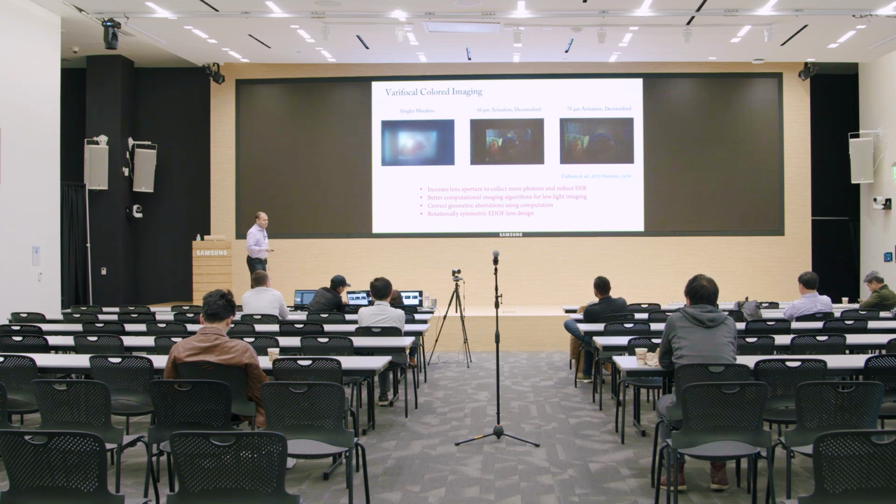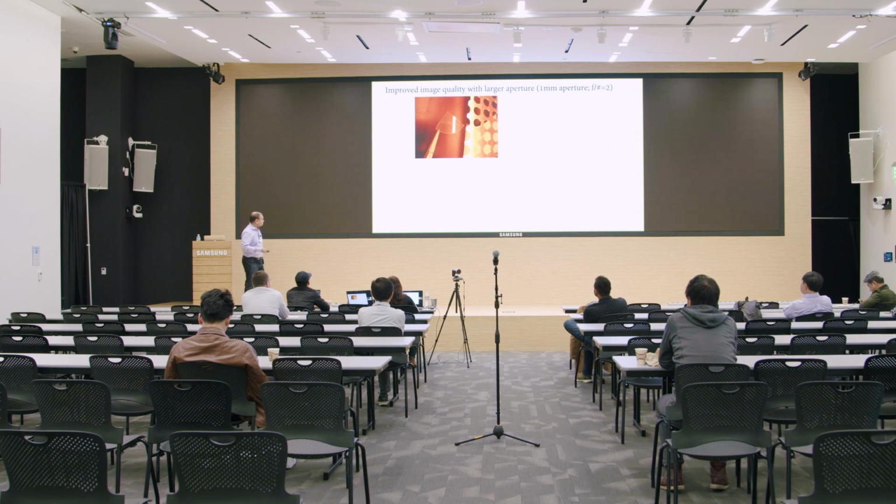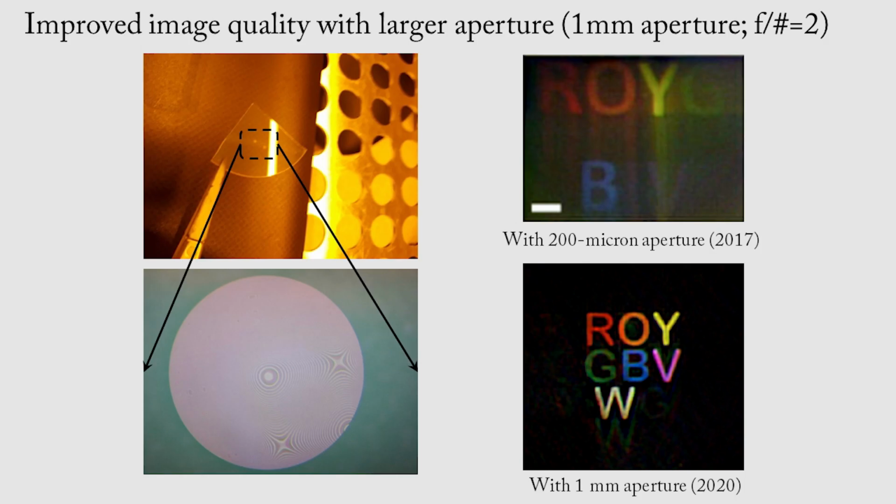Okay? So what happens when we increase the aperture? The image quality improved recently. We have a 1 millimeter aperture lens, and to the best of my knowledge, that is the largest aperture lens with which anyone has demonstrated full color imaging. So there are two lenses. One is a meta lens, and one is the cubic phase profile. If you zoom in, that's how the cubic phase profile looks like. And this is the image quality. This used to be the 200 micron aperture in 2017. So now our image quality is at least visually significantly better.